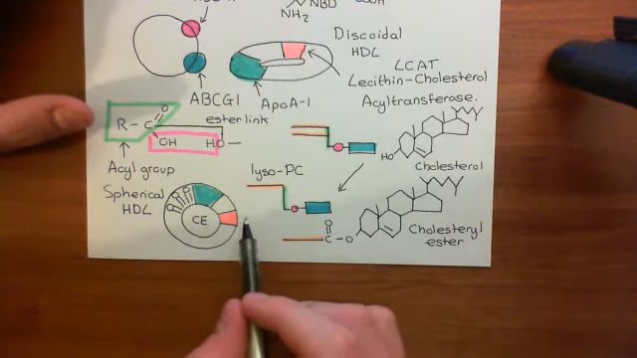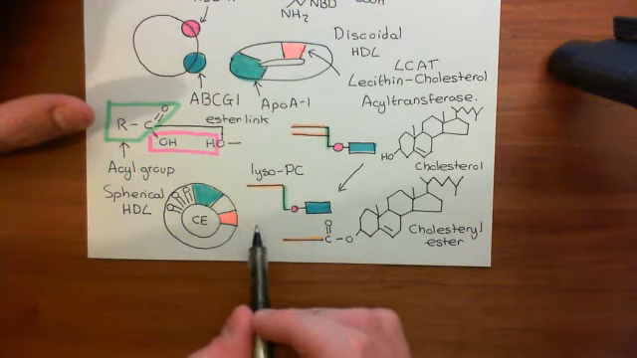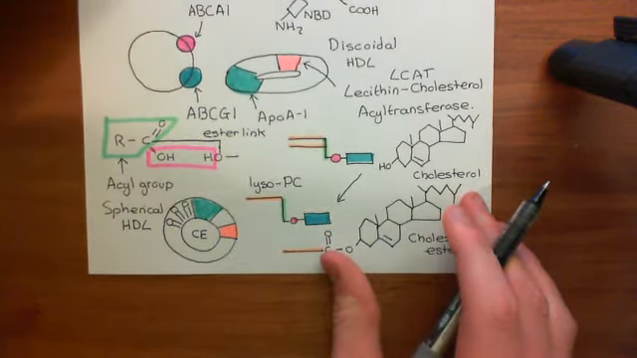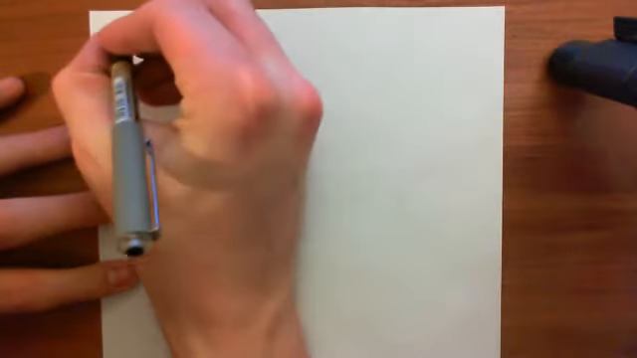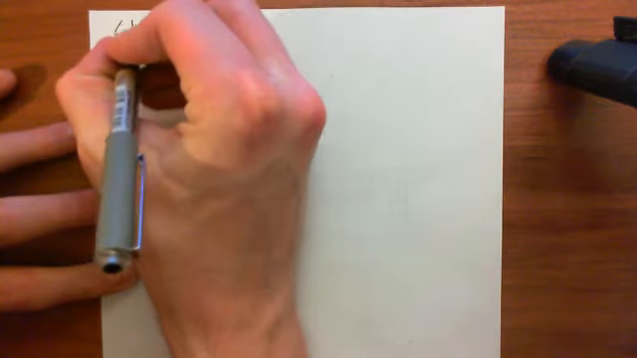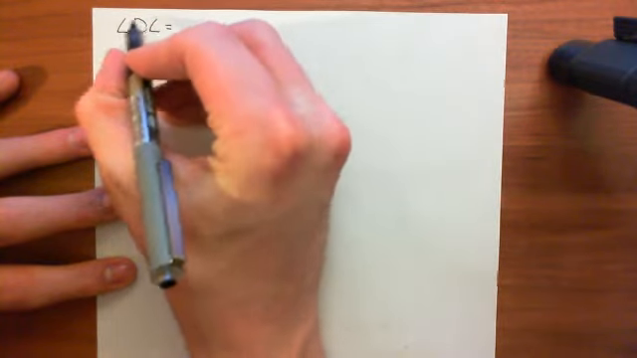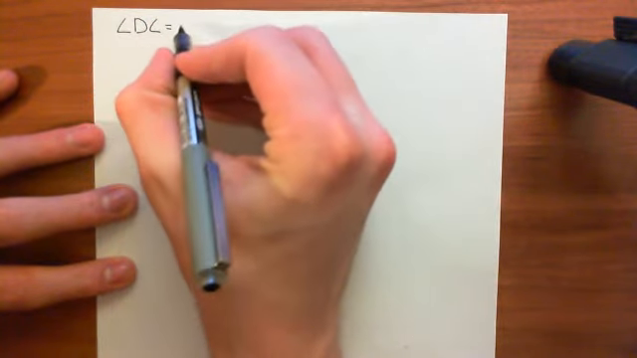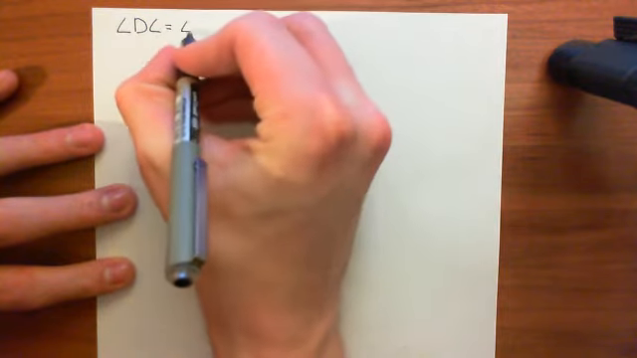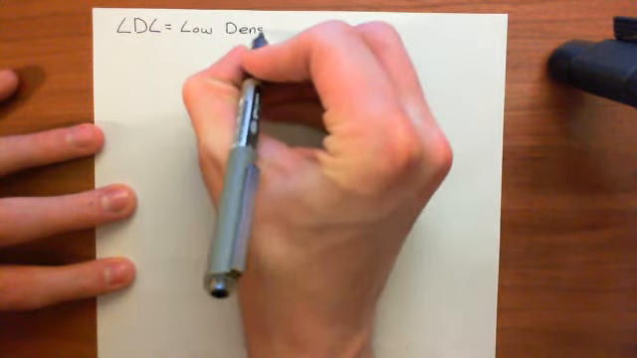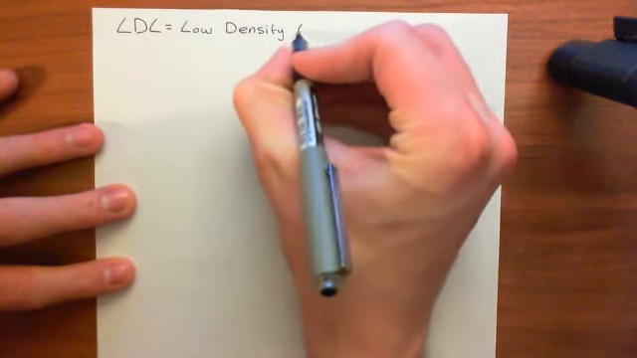They can also transfer the cholesterol esters to LDL particles, and for this we need to now discuss this second type of lipoprotein, LDL. Okay, so LDL is another type of lipoprotein which delivers cholesterol esters. So the main thing at the hydrophobic core of an LDL lipoprotein is going to be cholesterol esters. So LDL stands for low density lipoprotein.